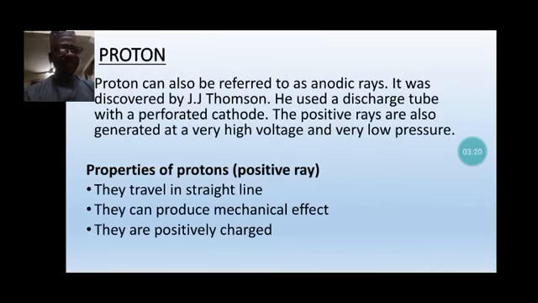The proton at the same time was also discovered by J.J. Thomson. He used almost the same tube, but with different orientation. And at the end of the day, he was able to determine the properties of a proton. The proton also travels in a straight line. They can also produce a mechanical effect just like the electron, but the difference is that they are positively charged.